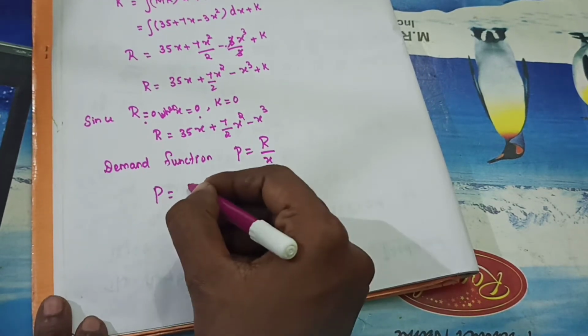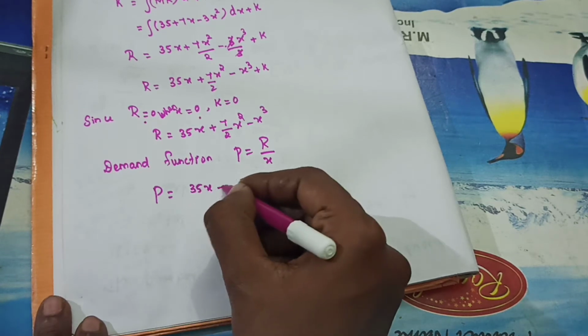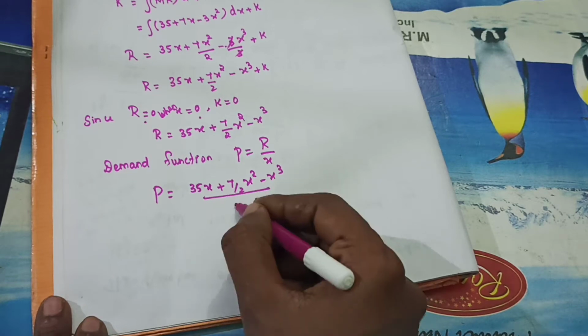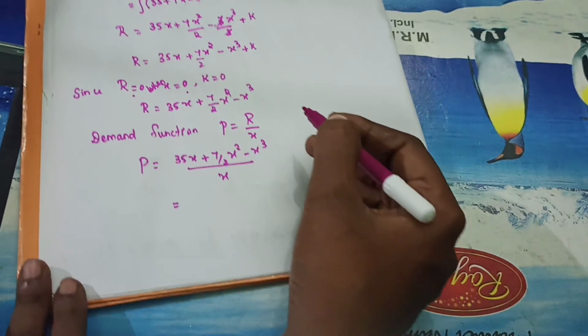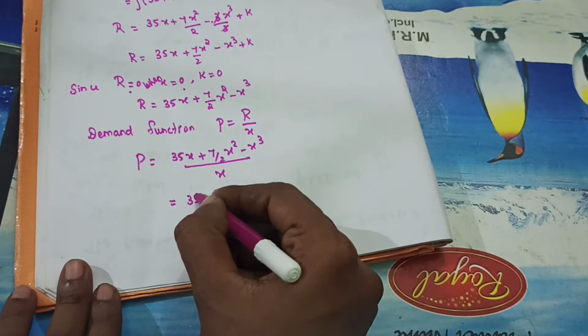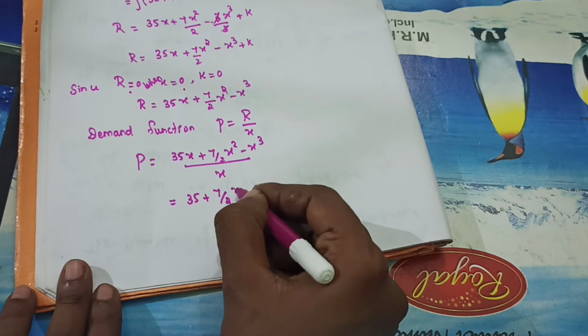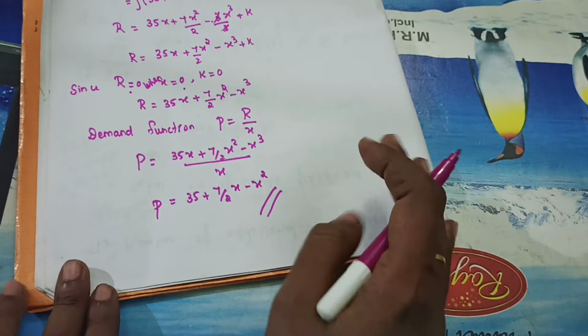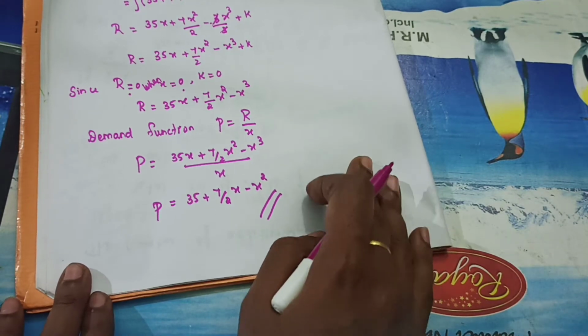So P is equal to (35x + 7)/(2x² - x³) divided by x. Each and every term you need to divide by x. So 35 plus 7 by 2x minus x square. This is the value for the demand function. Understand, students? Have you got it?